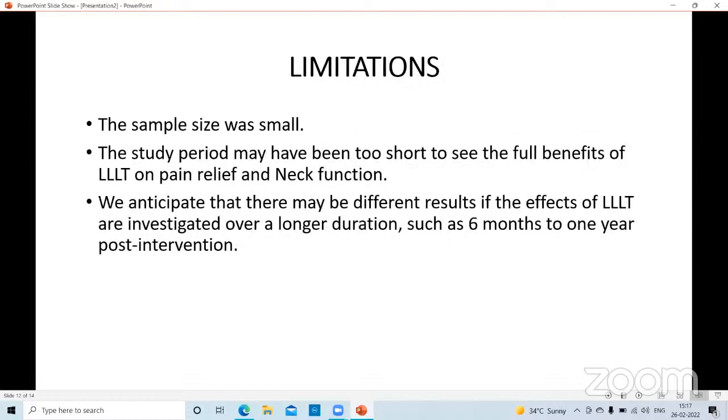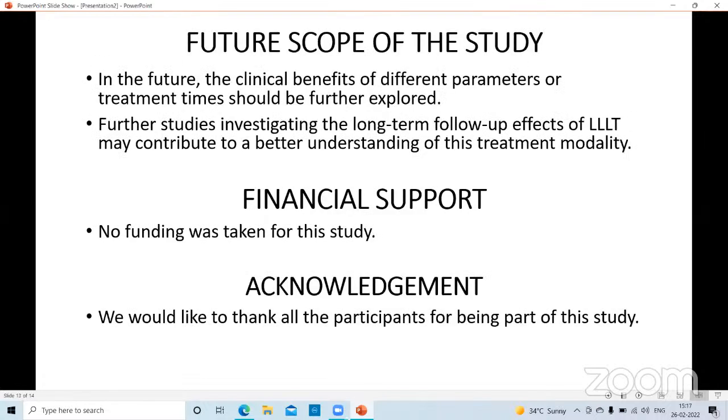Limitations: the sample size was too small. The study period may have been too short to see the full benefits of LLLT on pain relief and neck function. We anticipate that there may be different results if the effects of LLLT are investigated over a longer duration, such as 6 months to 1 year post-intervention. Future scope of the study: in the future, the clinical benefits of different parameters or treatment time should be further explored. Further studies investigating the long-term follow-up effects of LLLT may contribute to a better understanding of this treatment modality.